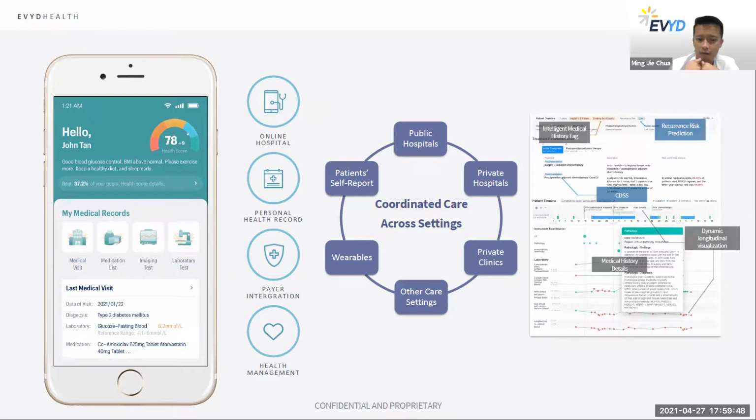And on top of longitudinal healthcare records accessible by a provider, we also layer on some intelligence like our CDSS, recurrent risk prediction, and intelligent medical history tagging of the patients, so that it allows you to quickly zoom into the parameters or conditions that are relevant for the episode of care. And this is important because of the massive amount of data in healthcare.